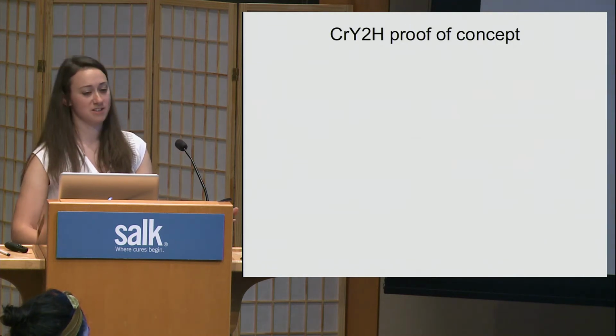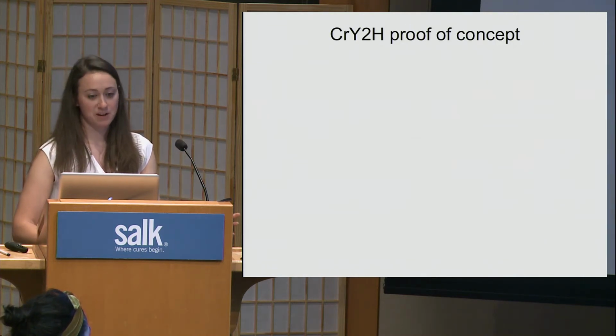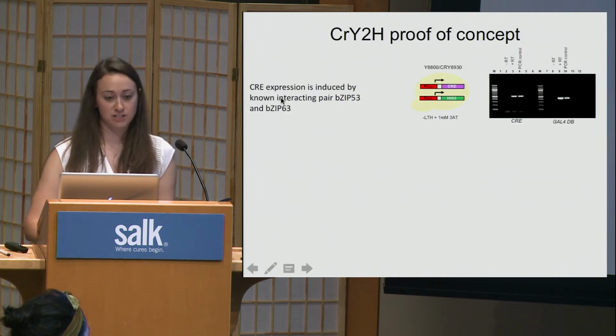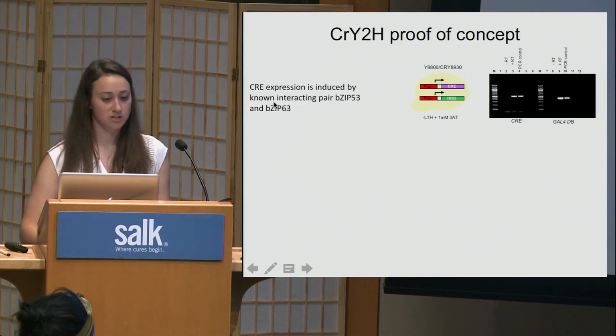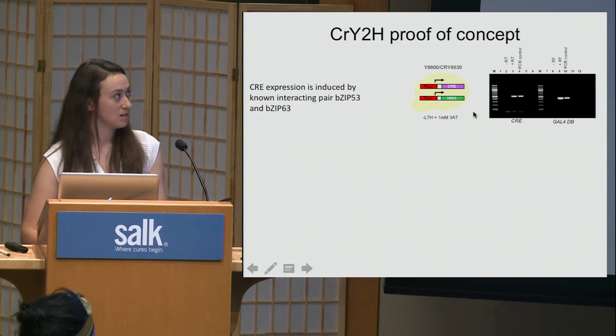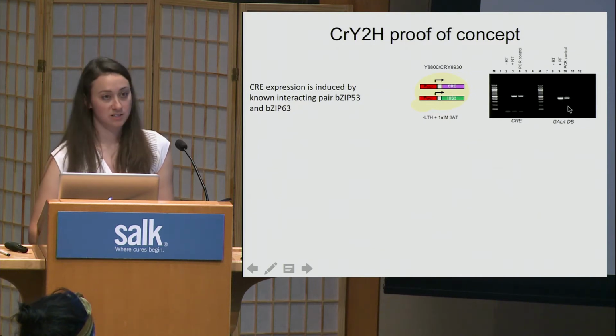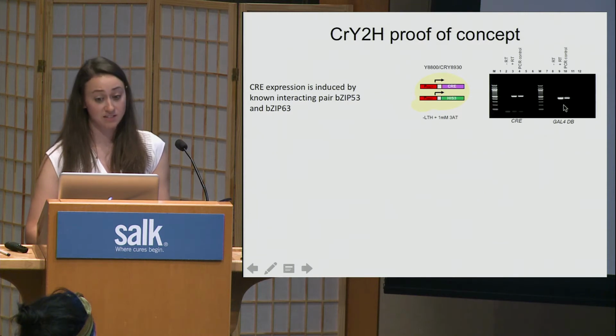So to see if such a method is really possible, I first added the Cre reporter gene to the yeast and induced Cre expression using a known interaction pair. And I saw the pair was able to induce the expression by RT-PCR, and this is in comparison to the yeast DNA binding domain part.